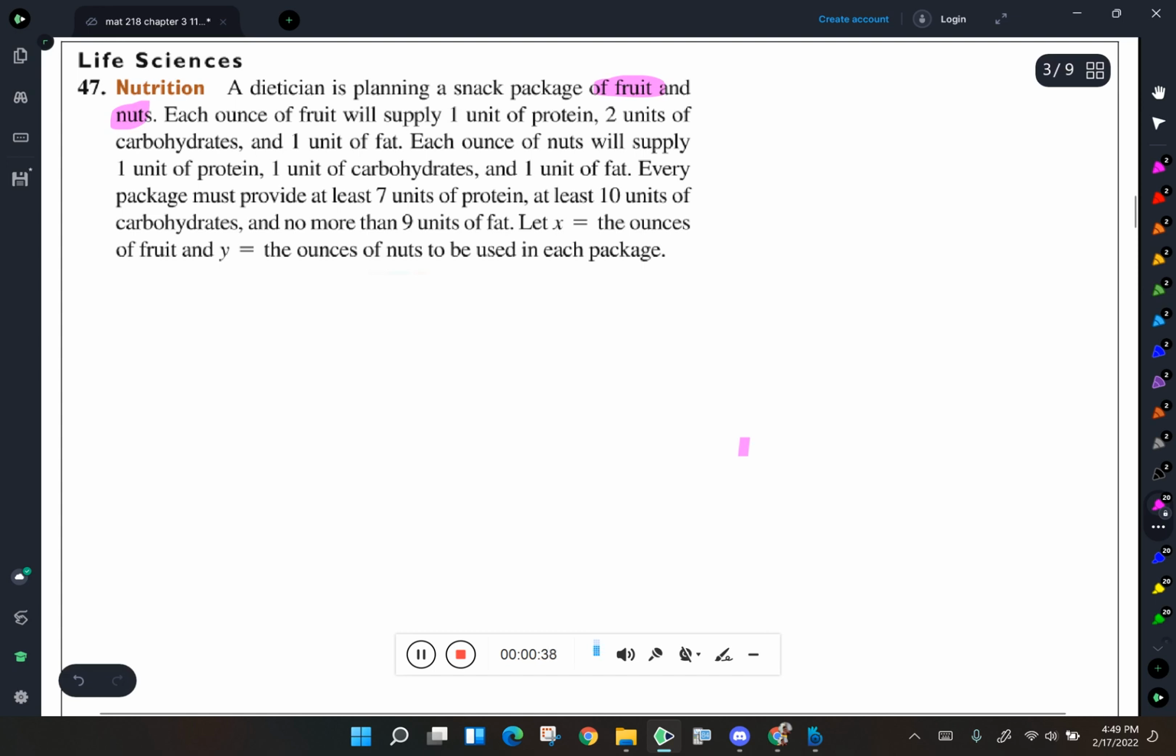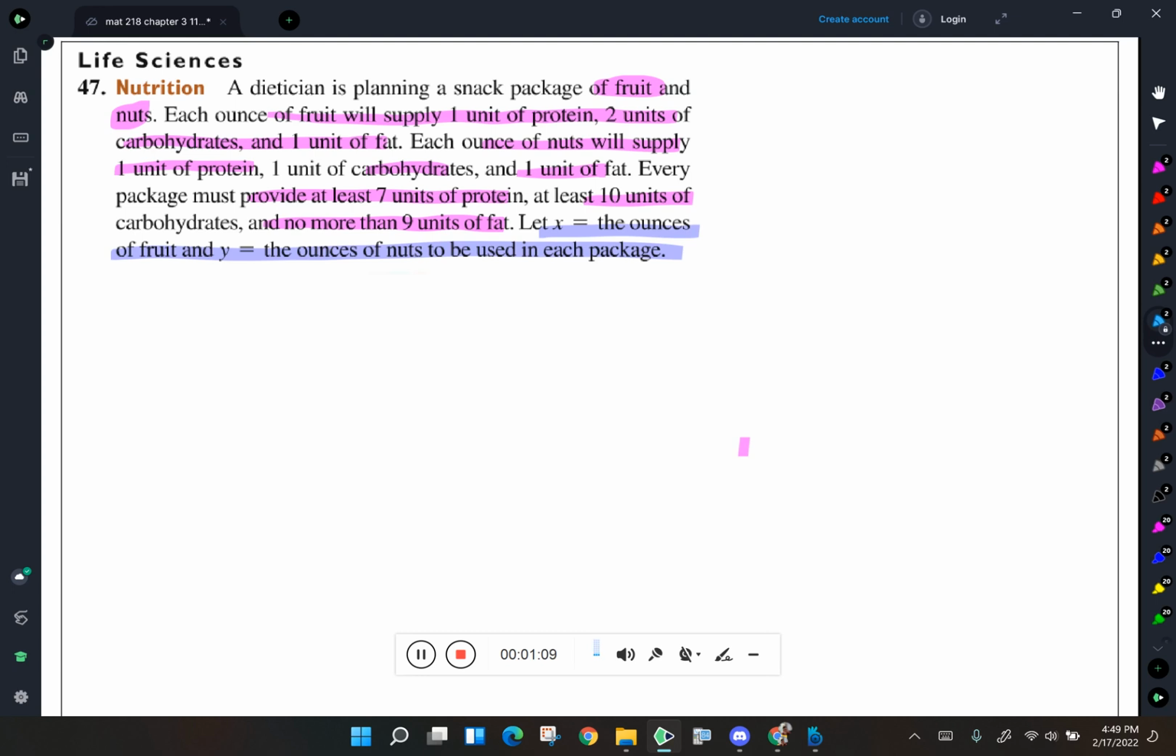Each ounce of fruit will supply 1 unit of protein, 2 units of carbohydrates, and 1 of fat. An ounce of nuts will supply protein and carbs and fat. Every package must provide at least 7 units, at least 10 units, and no more than 9 units. Okay, so they give us our variables here. It says let x be ounces of fruit and y be ounces of nuts. And I'm supposed to turn this into a system of inequalities.